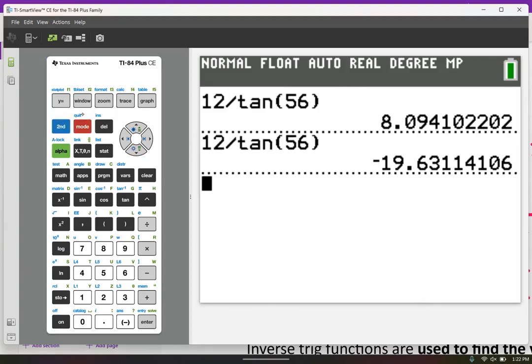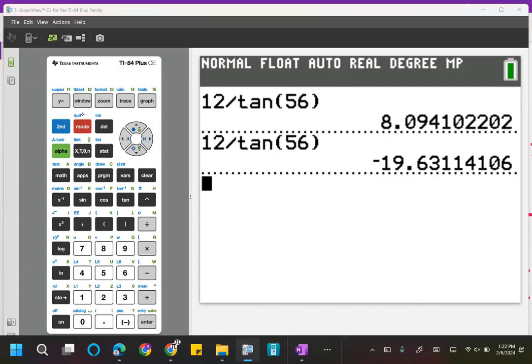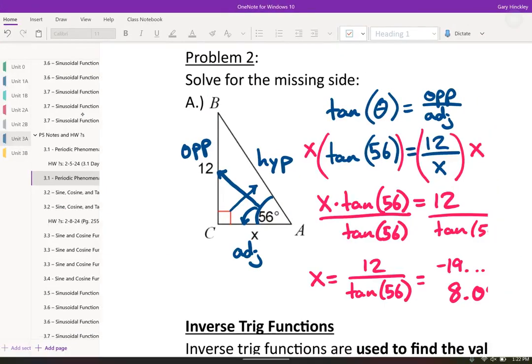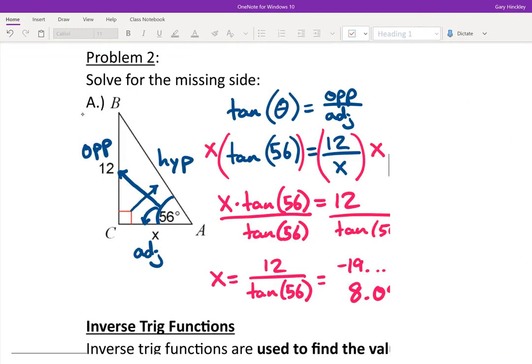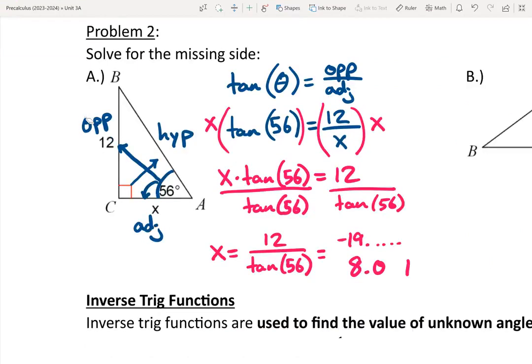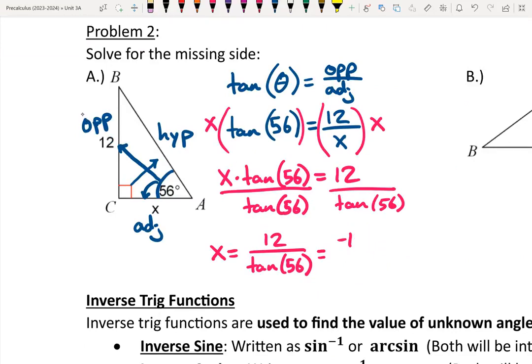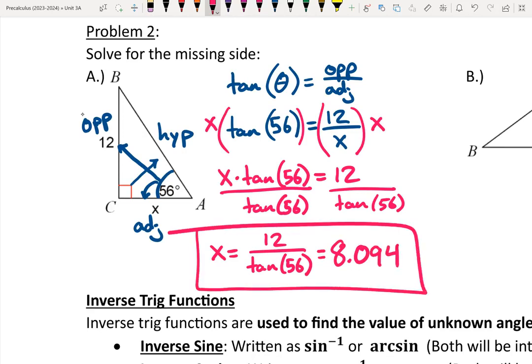All right, but you should be getting 8. The top one was in degrees. This bottom one was from radians. So 8.094. All right, so let's go ahead and write that in. The correct answer, 8.094. Okay. Any questions?